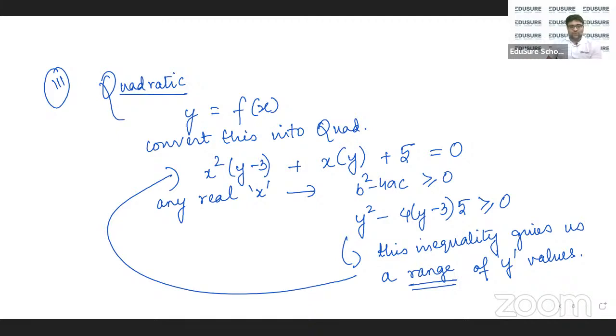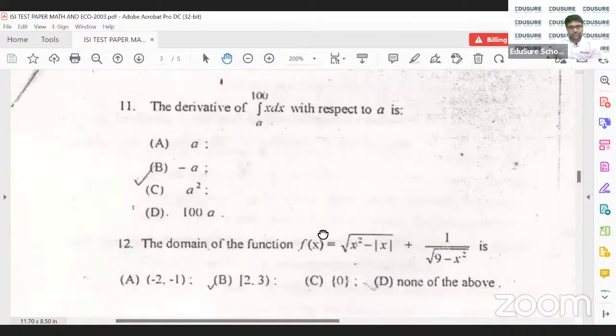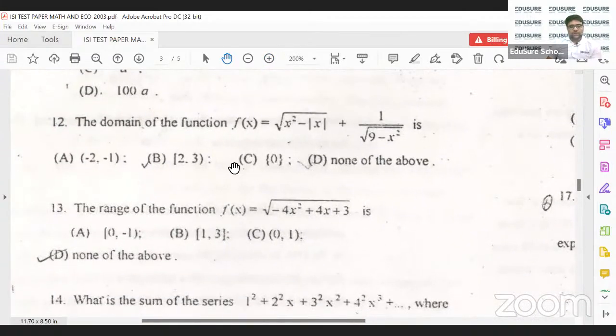Okay. So let's see. Same year, ISI 2003, question number 13. Look at question 13. The question is in front of you. Please answer in the poll. ISI 2003, question number 13. Do it.